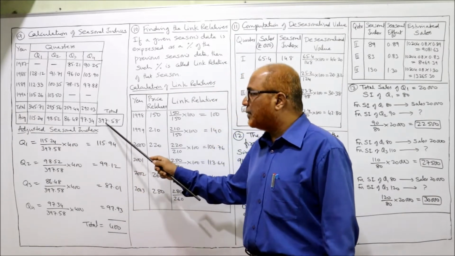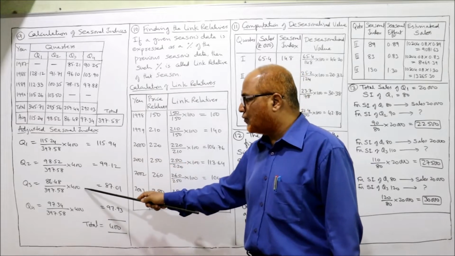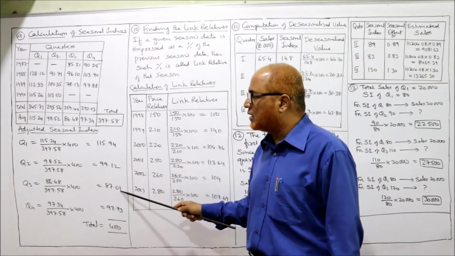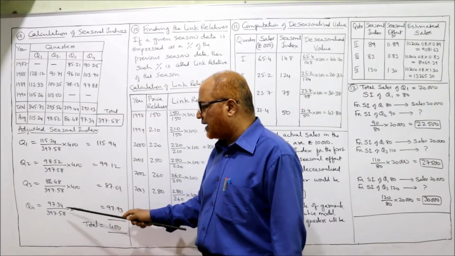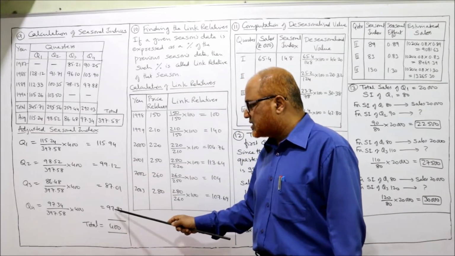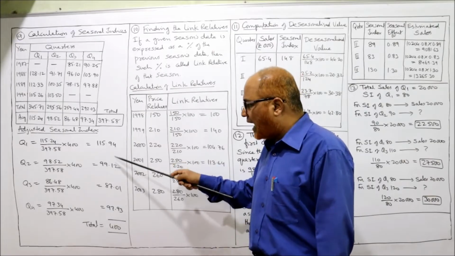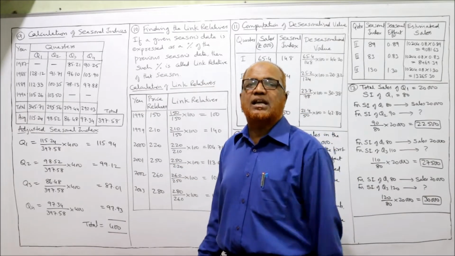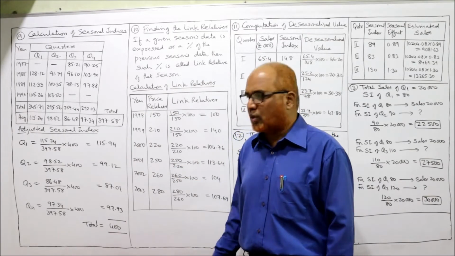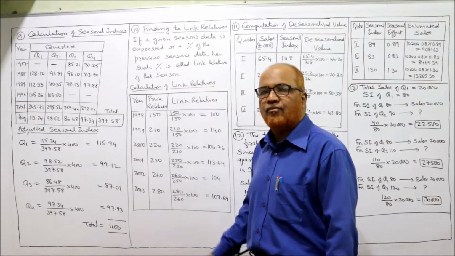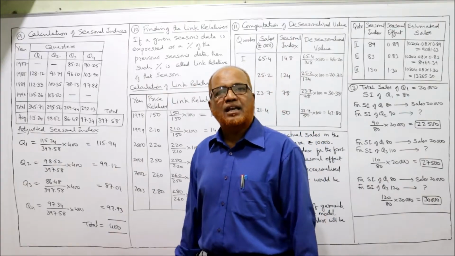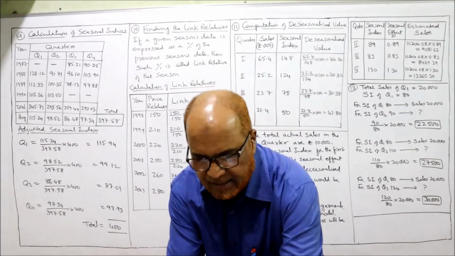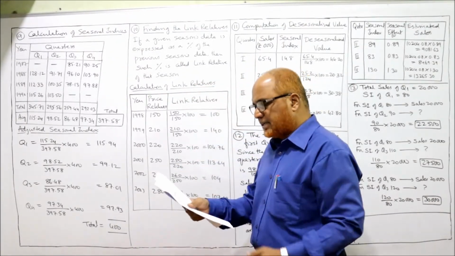Third quarter, 86.48 divided by 397.58 into 400, 87.01. Last one, 97.34 divided by 397.58 into 400, 97.93. If you add up these adjusted seasonal indices, definitely you will get 400. The total will be 400. So this is the problem on calculation of seasonal indices. Next problem. Problem number 10.